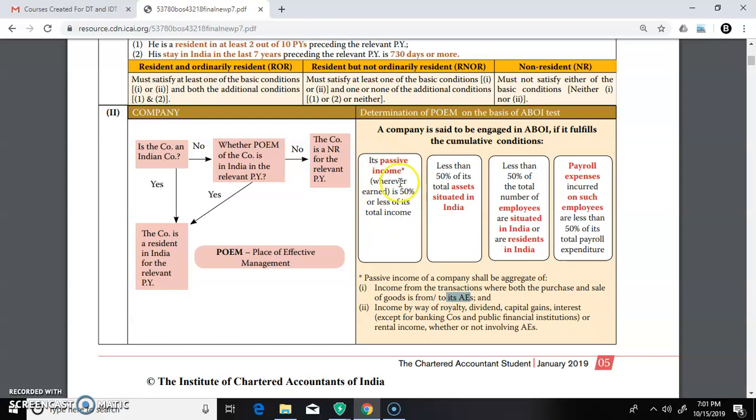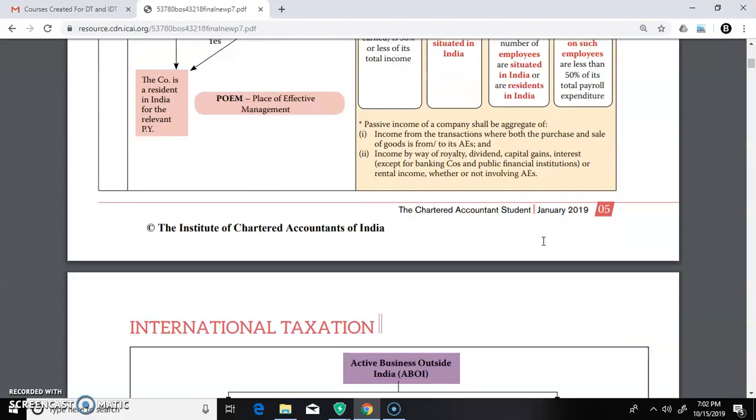Passive income should be 50% or less of the total income. If that is the case, it is one of the conditions for active business outside India. Next, less than 50% of the total assets are situated in India, so more than 50% are situated outside India. Less than 50% of the total number of employees are situated in India or resident in India, so more than 50% are outside India. Payroll expenses incurred on employees are less than 50% of total payroll expenses, so the majority of payroll expenditure is outside India.